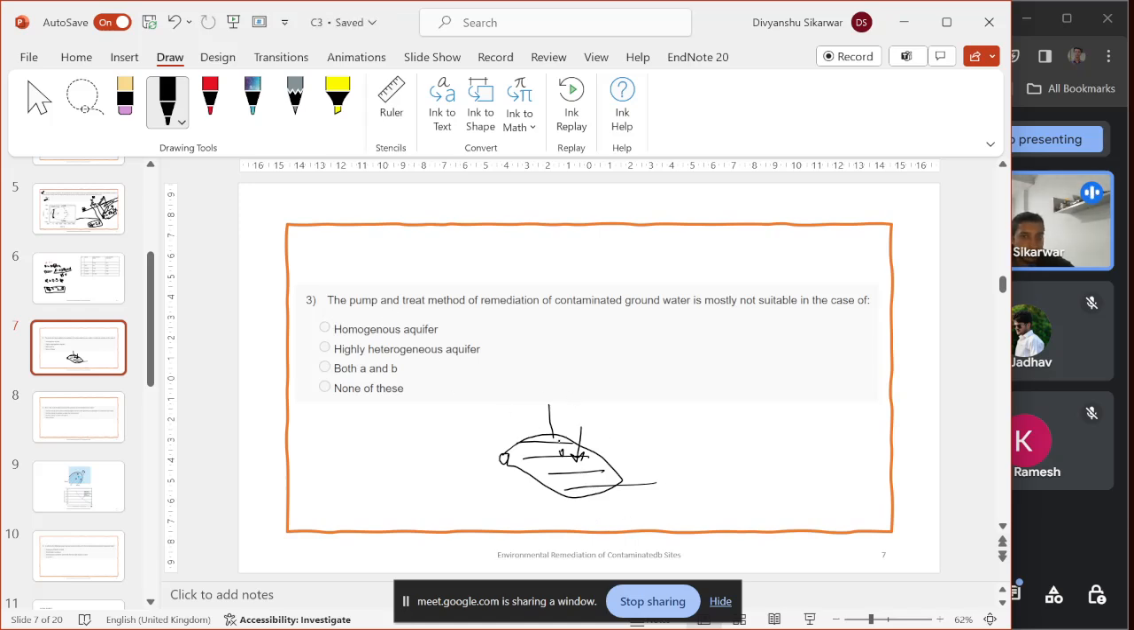So this method of treatment handles the contaminated site, but it has some limitations. This question is asking what those limitations are. Pump and treat is mostly not suitable in which condition? That specific situation we have to find out from these four options.